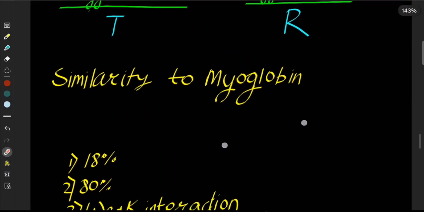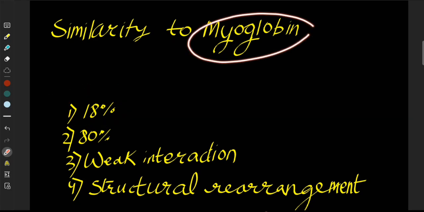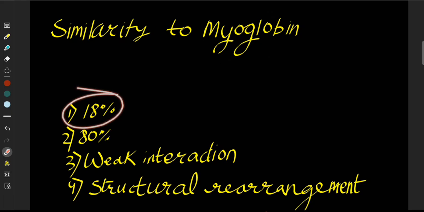So now when we talk about similarity, in terms of amino acids or structural similarity, 18% of amino acids are similar to that of myoglobin. That means hemoglobin consists of amino acids similar to myoglobin, but to how much extent? Only 18%. And the type of structural conformation that it has is almost 80% similar. That means when we look at myoglobin and hemoglobin, they look similar to one another. But when we look at the amino acids, only 18% similarity is present.